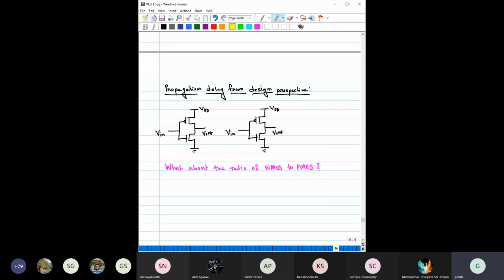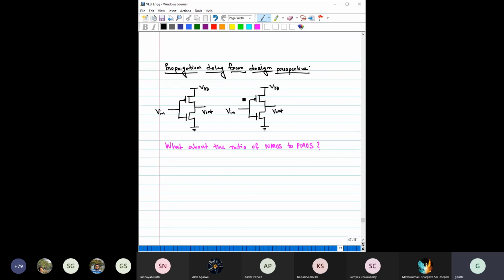Right. So now let us discuss something which is a bit interesting from here. That is, the propagation delay from the design perspective. Okay, so for example, say this is one inverter, say this is another inverter, right? And they are identical in nature. So same with PMOS here, NMOS here, the same.